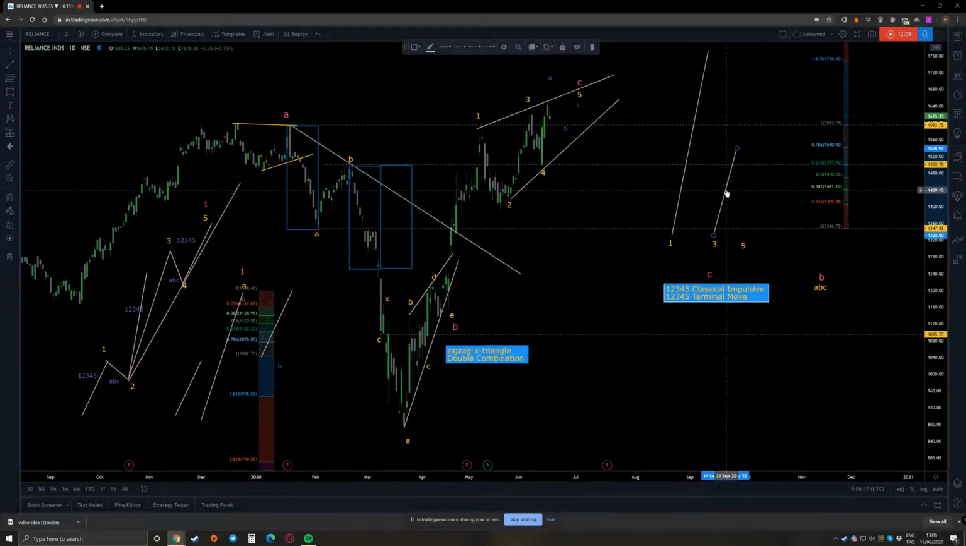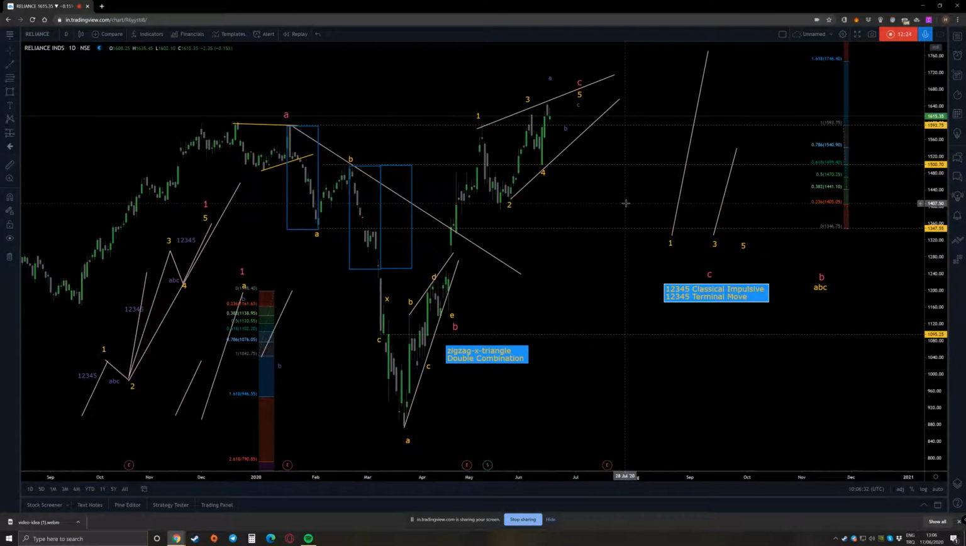Look, this is the length of the third wave, as you can see, and this is the length of the first wave. Now, why did I do that? In a terminal move, you still need one wave, either 1, 3, or 5, to be longer than the others, okay? But it doesn't need to be 161.8 of it. No, there's no rule like this in a terminal move. But still, one has to be larger.